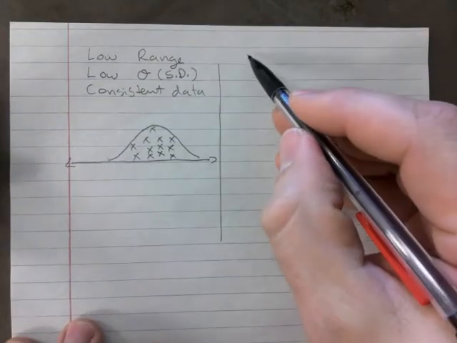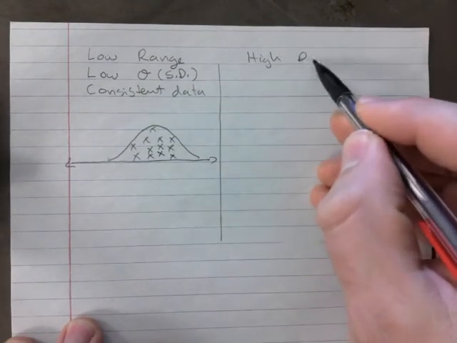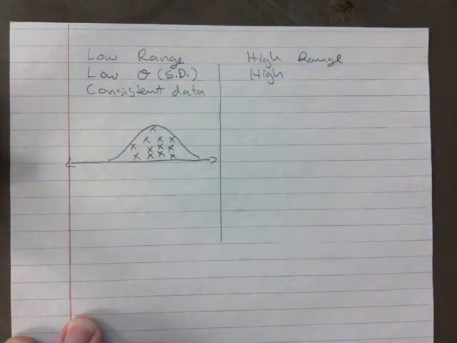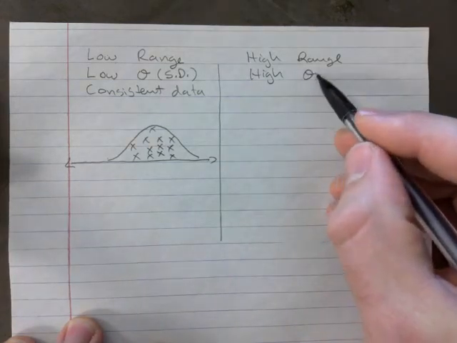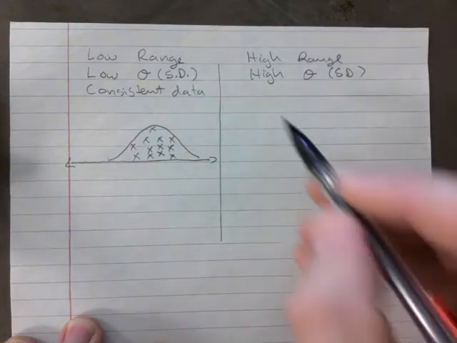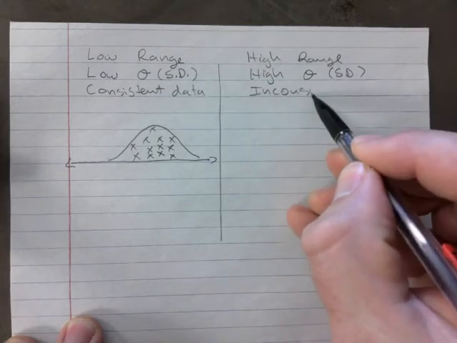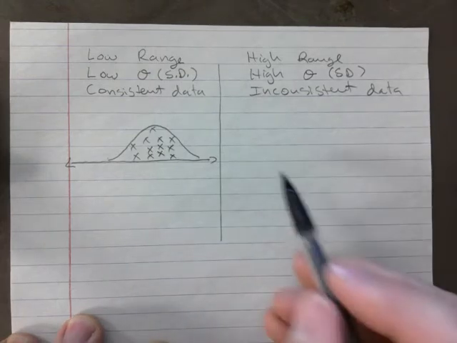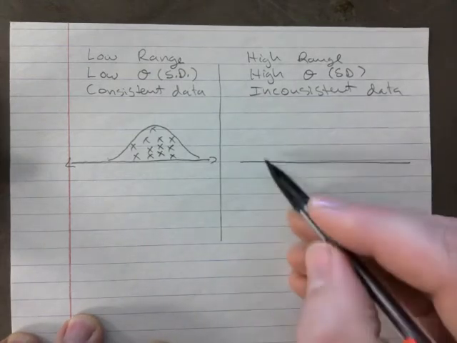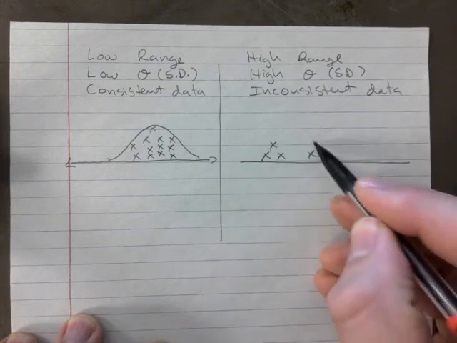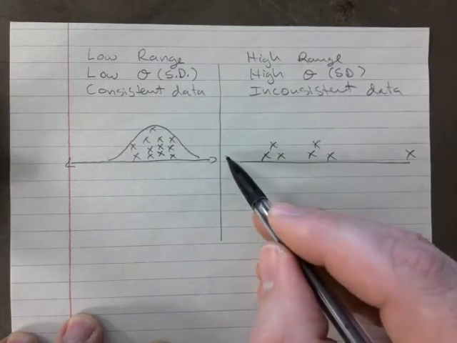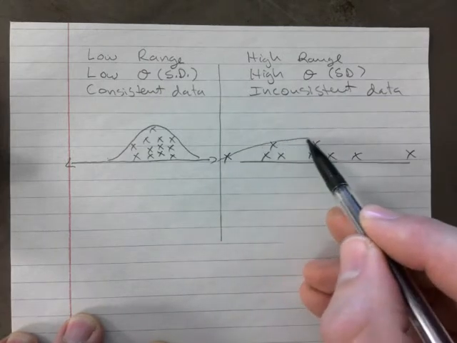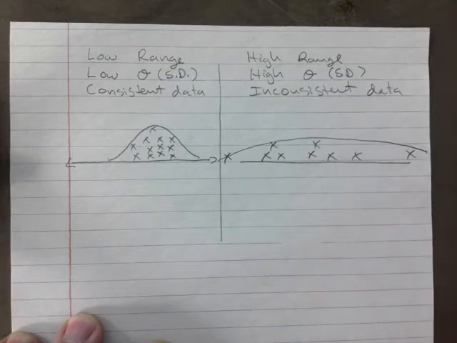If you have a high range, that means that you will, and you should have seen that relationship, a high standard deviation, right? Inconsistent data. Okay. And so when you collect your points, they're going to be a bit more scattered all over the place. You may even have some significant outliers. So if you graph this curve, it would be a lot flatter and more stretched out.